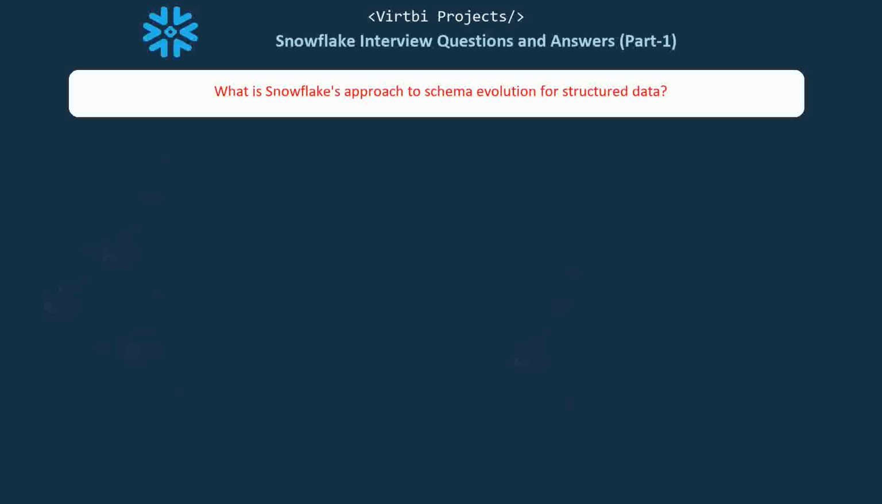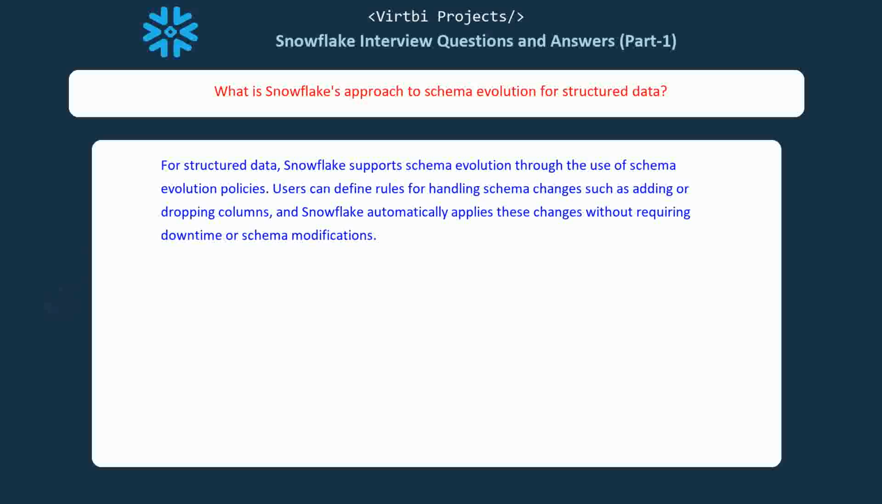What is Snowflake's approach to schema evolution for structured data? For structured data, Snowflake supports schema evolution through the use of schema evolution policies. Users can define rules for handling schema changes such as adding or dropping columns, and Snowflake automatically applies these changes without requiring downtime or schema modifications.